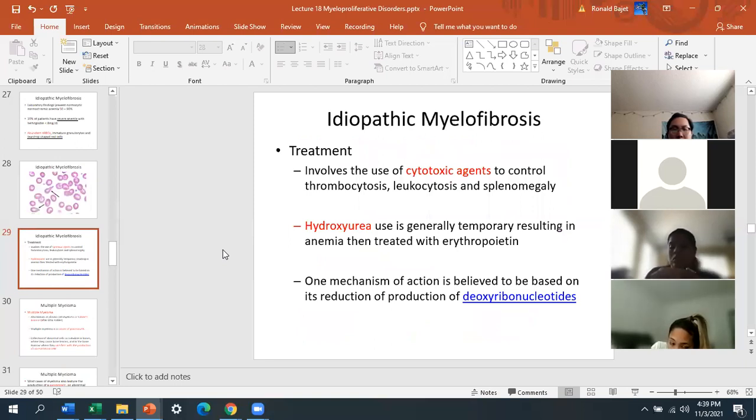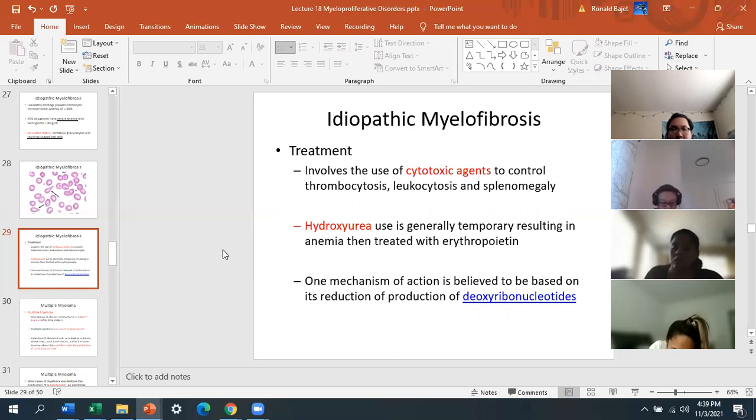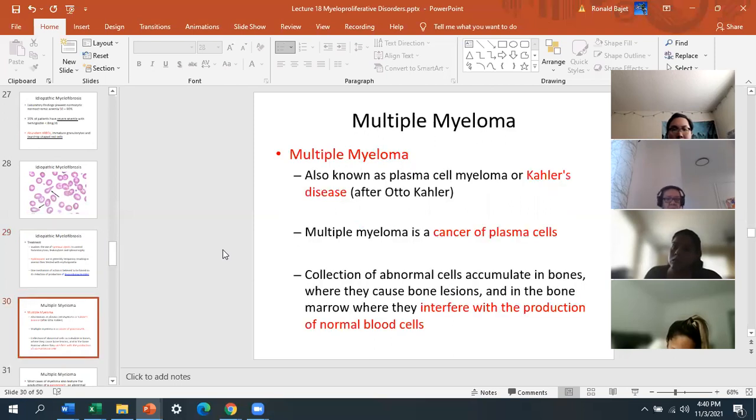The treatment for idiopathic myelofibrosis involves the use of cytotoxic agents to control the thrombocytosis, leukocytosis, and splenomegaly. You can use hydroxyurea, and its use is generally temporary, resulting in anemia, which is then treated with erythropoietin. So hydroxyurea causes the patient to be anemic, and you have to treat the anemia subsequently with erythropoietin. One mechanism of action is believed to be its reduction of production of deoxyribonucleotides. So decreased deoxyribonucleotides is hypothesized to be one of the causes of this idiopathic myelofibrosis.